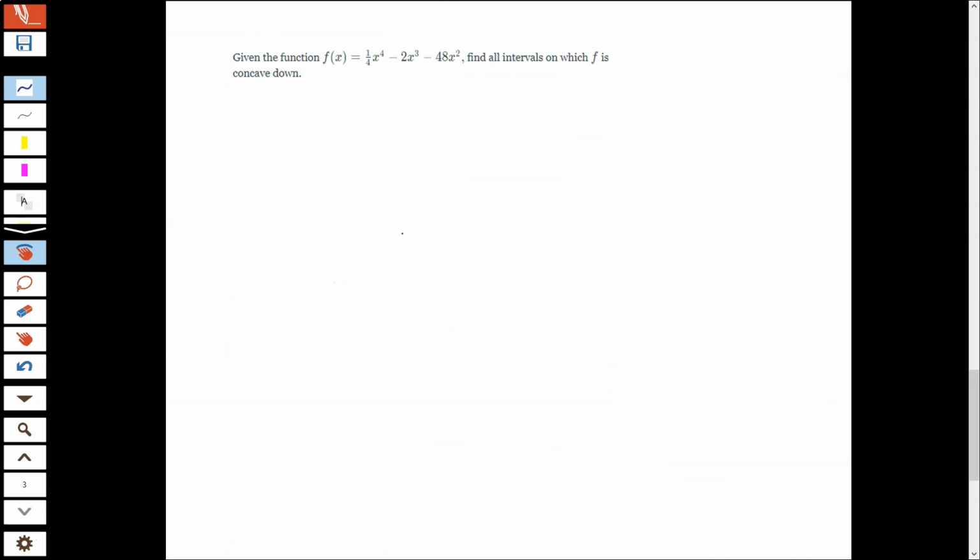We'll do one more. This is going to be really similar. Now we want concave down. And if you're like, well, concave up means second derivative is positive, concave down must mean second derivative is negative, right? You're right. So I'm going to take my derivative. So f prime of x is going to be x to the 3rd minus 6x squared minus 48 times 2 is 96x. So there's my derivative.